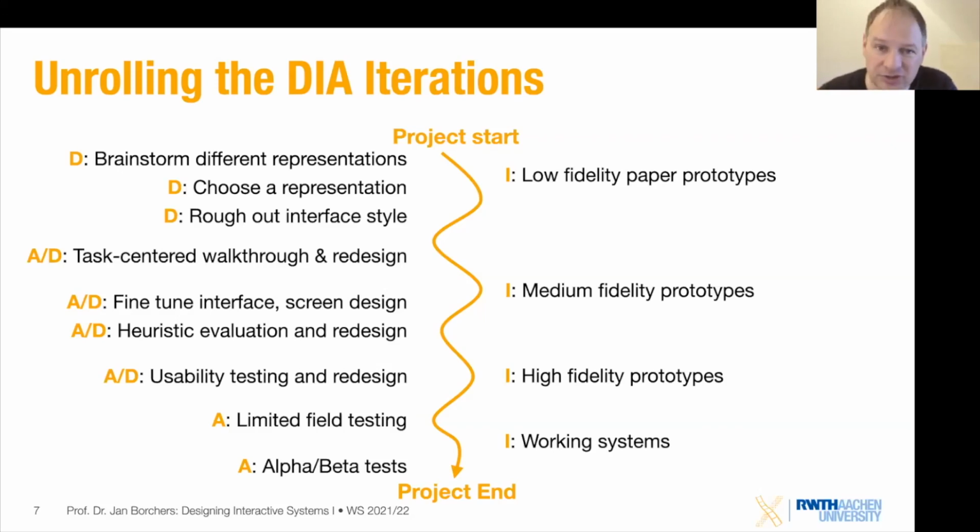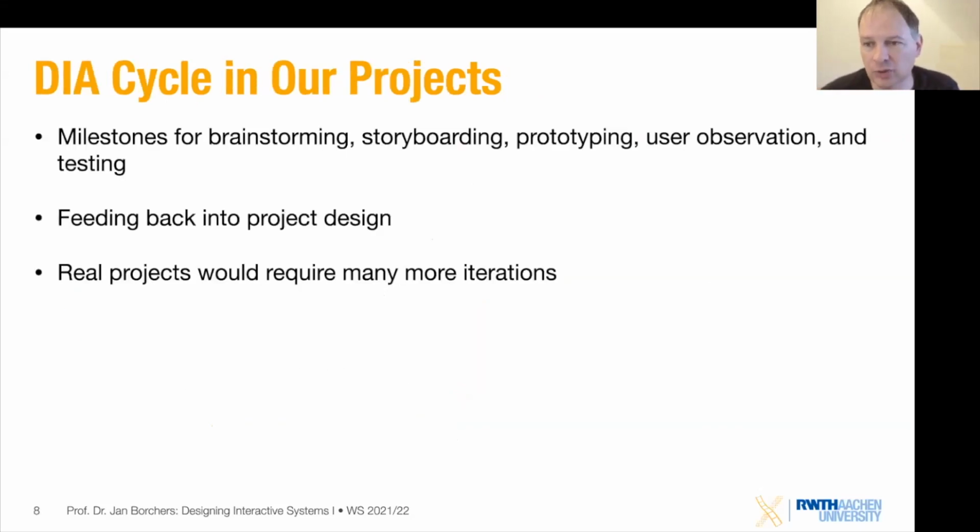But we're not only going to tell you about the cycle, you're going to experience it yourself. And this is why we have the project. One of the reasons we do the project in this final section of the class is we want you to experience at least a little bit what it's like to go through these iterations. So we will have some milestones along the project for things like brainstorming, storyboarding, prototyping, observing users, and testing with these users. And the results from these tests and observations will then feed back into the design of your particular system that you decide to build this semester.